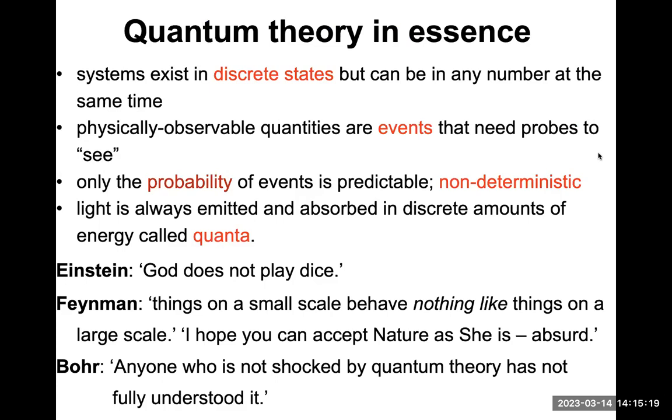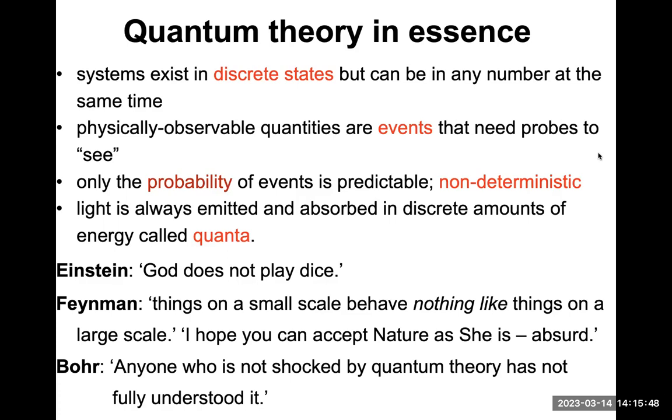So, what can we say about quantum theory in essence? Systems exist, quantum systems. We don't know exactly where this limit is, but I tried to tell you that it could be quite far. They exist in discrete states, which could be enumerated, and then it's actually a probabilistic theory, so we never know for sure anything.